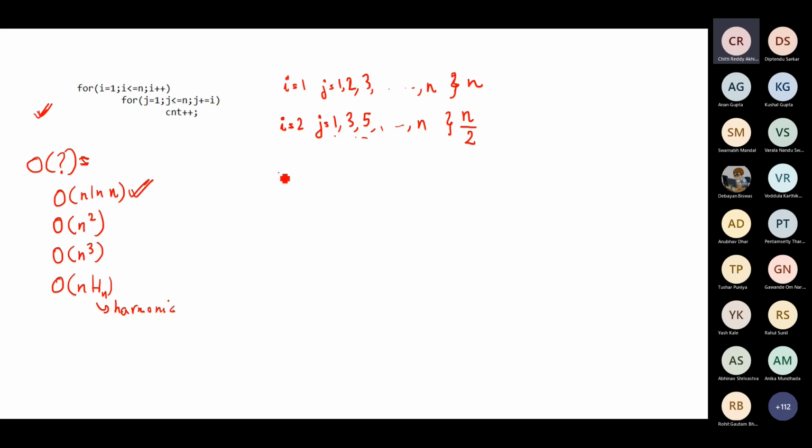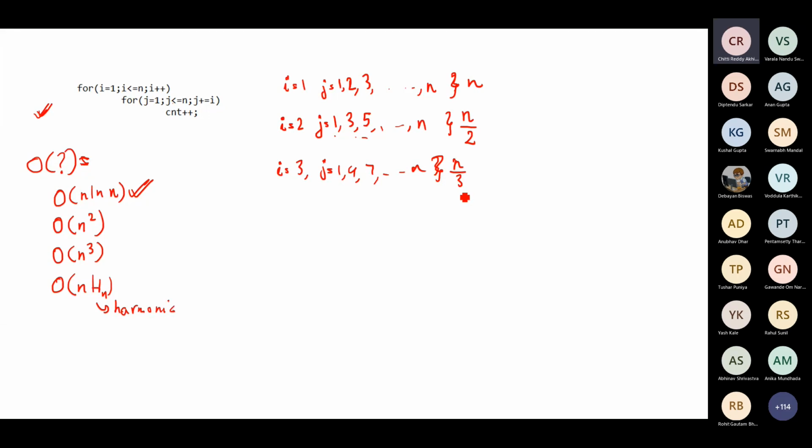Now if you have i equals 3, it will take j equals 1, then j plus equals 3, so 1, 4, 7, up to n. And so on. Sorry for the interruption, but I got a different answer: n plus ceiling of n by 2 plus ceiling of n by 3, till ceiling of n by n.